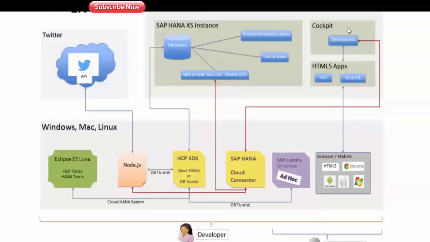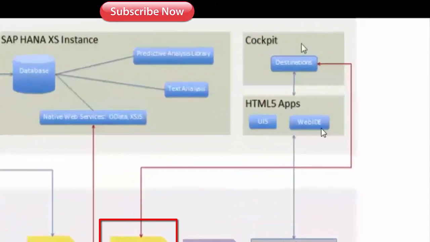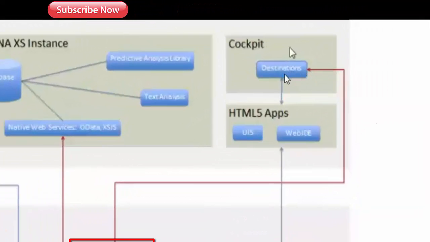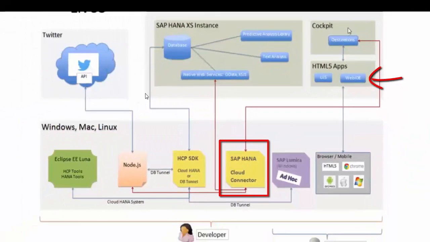What HANA Cloud Connector basically does is, see, it sits here. It will give you the access to the destination and it will connect to the destination and it will go to the HTML5 apps or any apps you are using, UI5 apps or Web IDE. In this session, we'll be seeing a Web IDE example after creating a destination. Okay, so this is how the clear picture is.